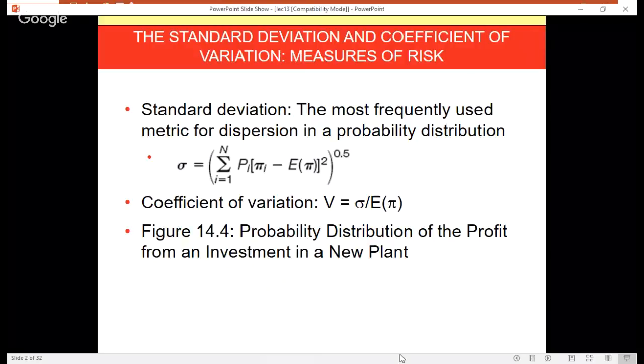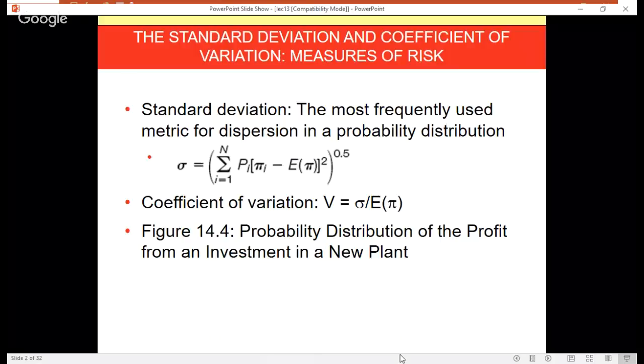If you remember the first day, I defined variance and standard deviation. This is just the standard deviation of profits, the most frequently used metric for describing a probability distribution. Standard deviation is simply the summation of the probabilities times the profit for that event minus the expected profit, which is just the average profit, the whole thing squared. Once I get the sum of all those squares, I take the square root, and I get my standard deviation. If I didn't take the square root, that would be the variance. Standard deviation is simply the square root of variance.